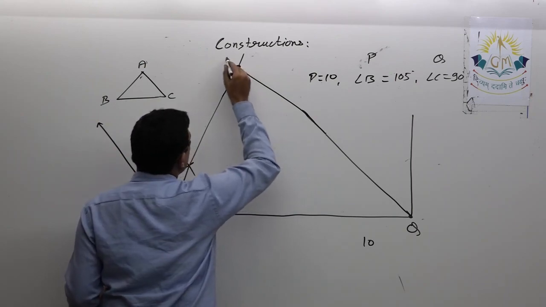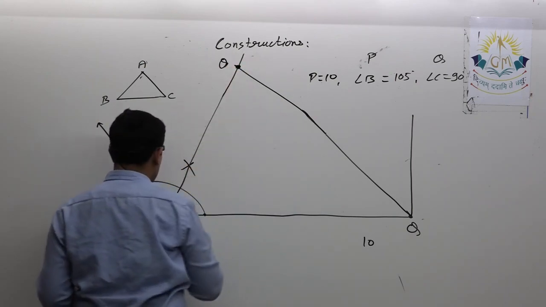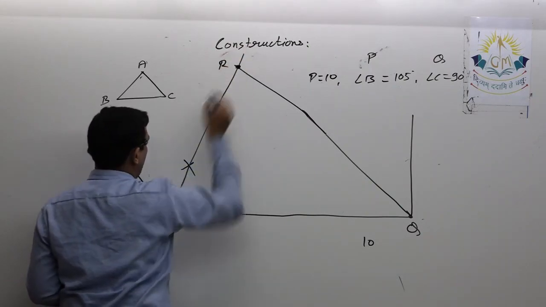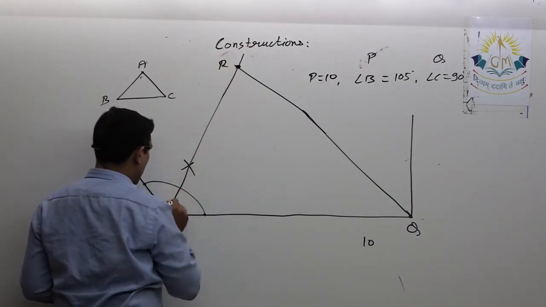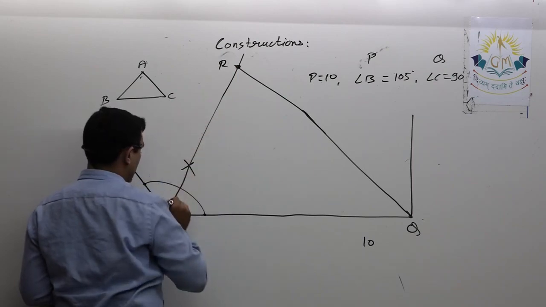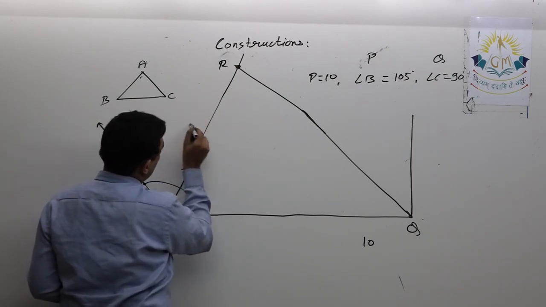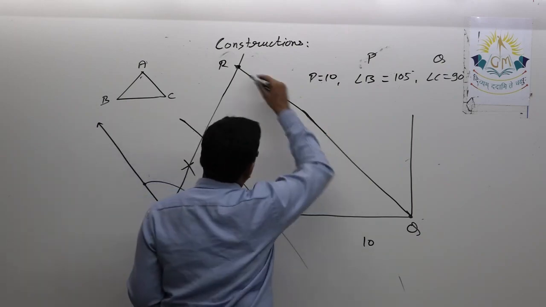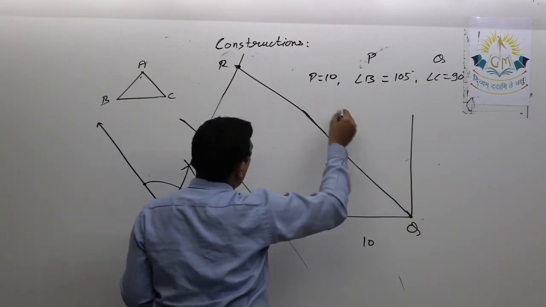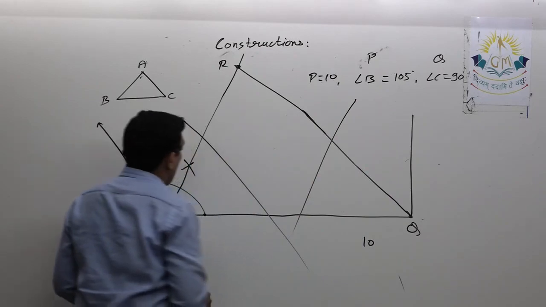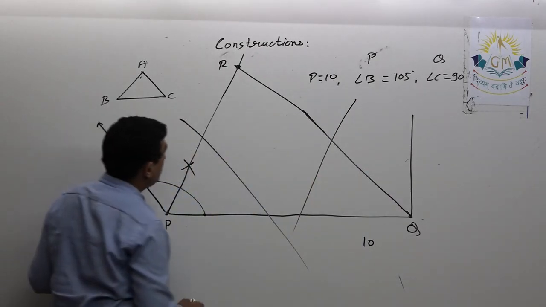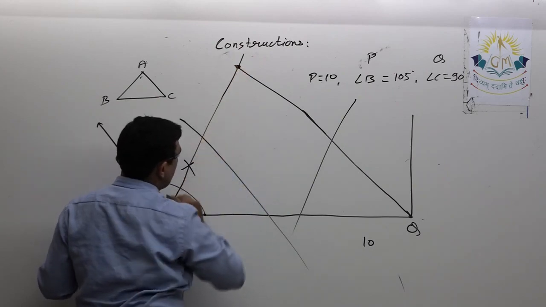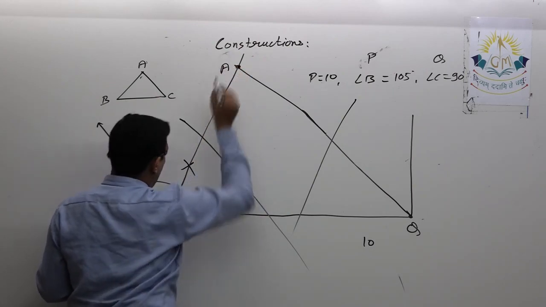Wherever they meet, let the point be Q. Sorry, Q is already given, so let the point be R, doesn't matter. Now draw the perpendicular bisector of this PR, as well as the perpendicular bisector of this RQ. Not R, let it be point A.